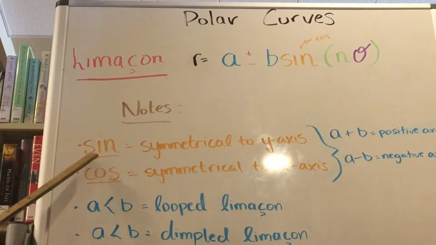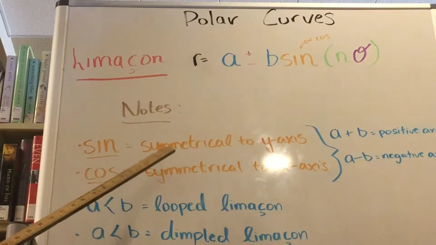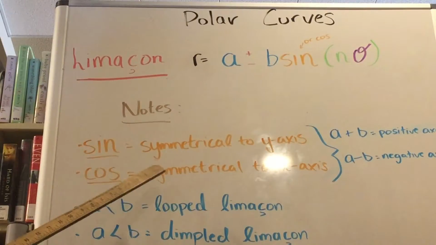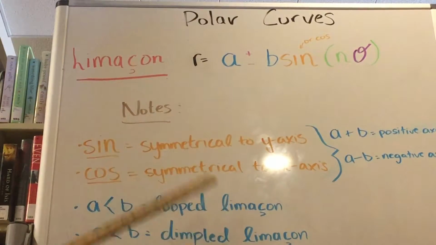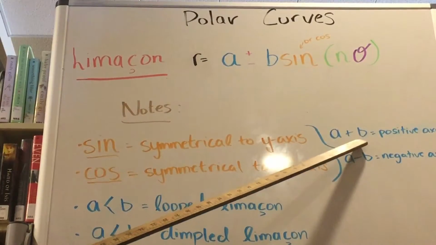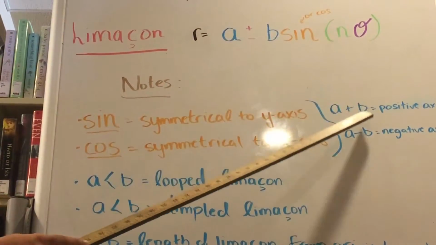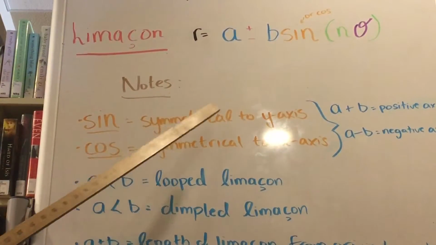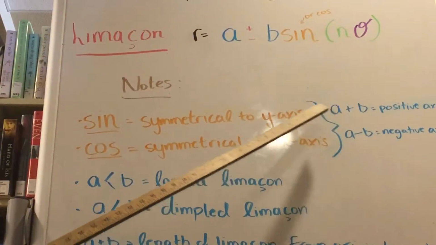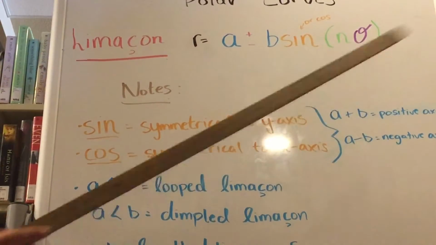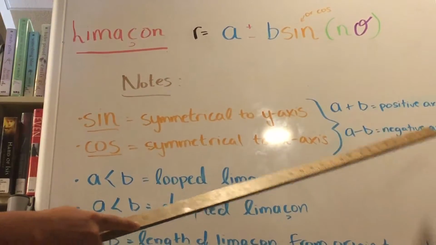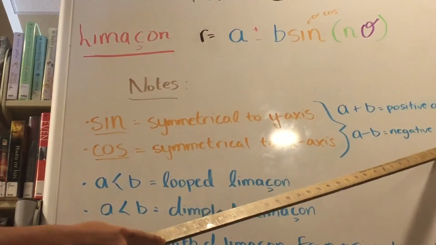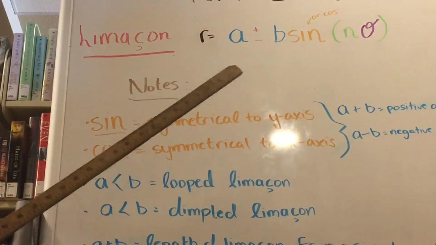So if there's a sine function in your limaçon equation, that means your limaçon curve will be symmetrical to the y-axis. If it's cosine, then the curve will be symmetrical to the x-axis. Another thing to note is that if it's a plus b, like right here it's plus or minus, then you will find that your curve is going to be on the positive side of the axis. So for sine, since sine goes up and down, it'll be on the top half, and for cosine, since it's left and right, a positive axis would mean it would be on the right side. And the same thing for the negative axis. If it's a minus b, it'd be on the negative part of the axis. So we'll see when we do the examples what I mean by that.